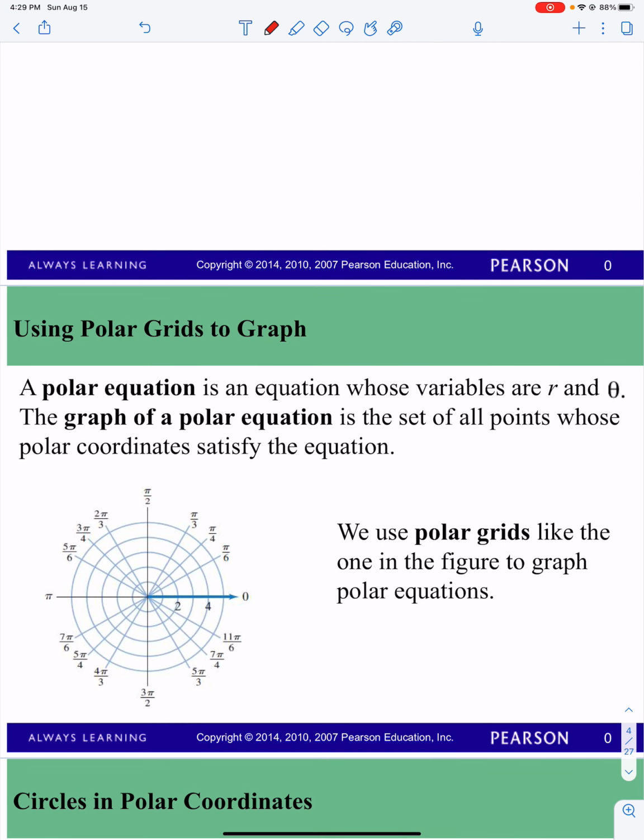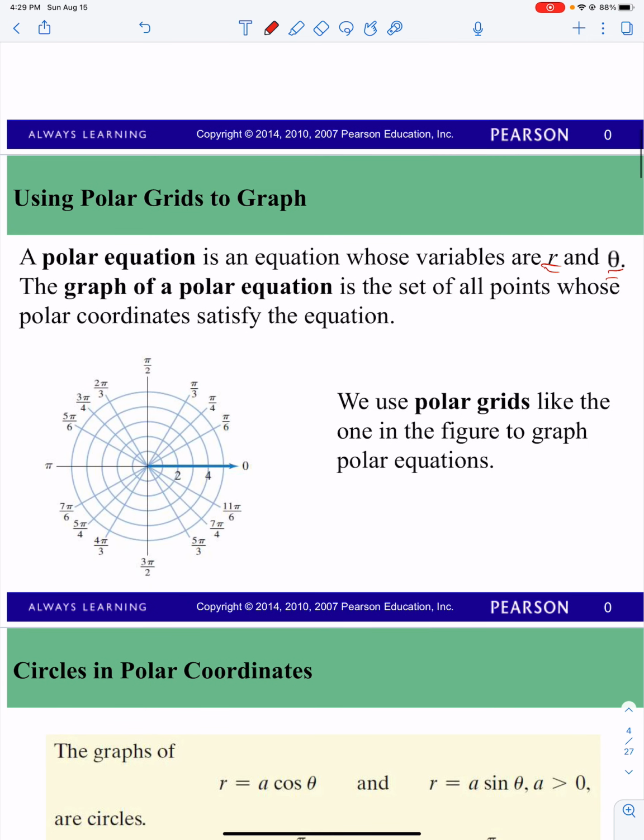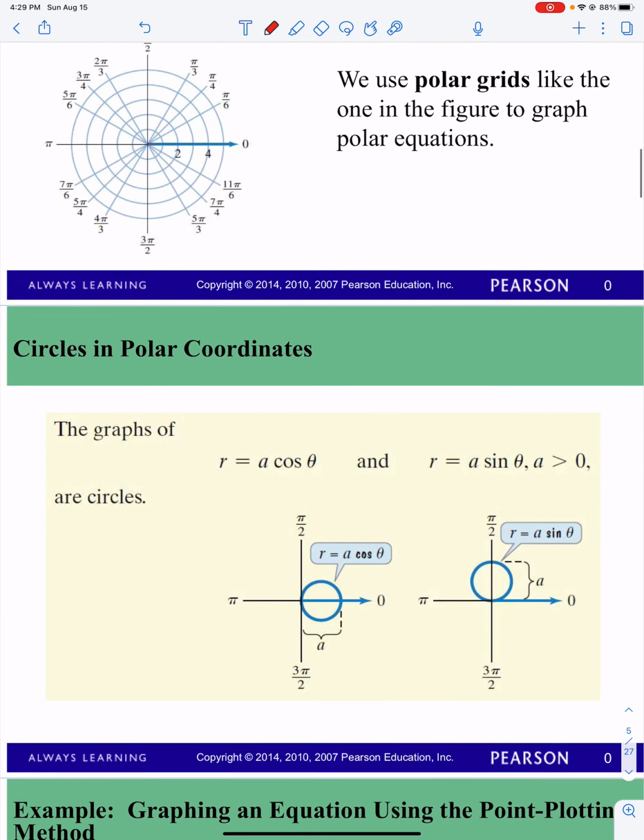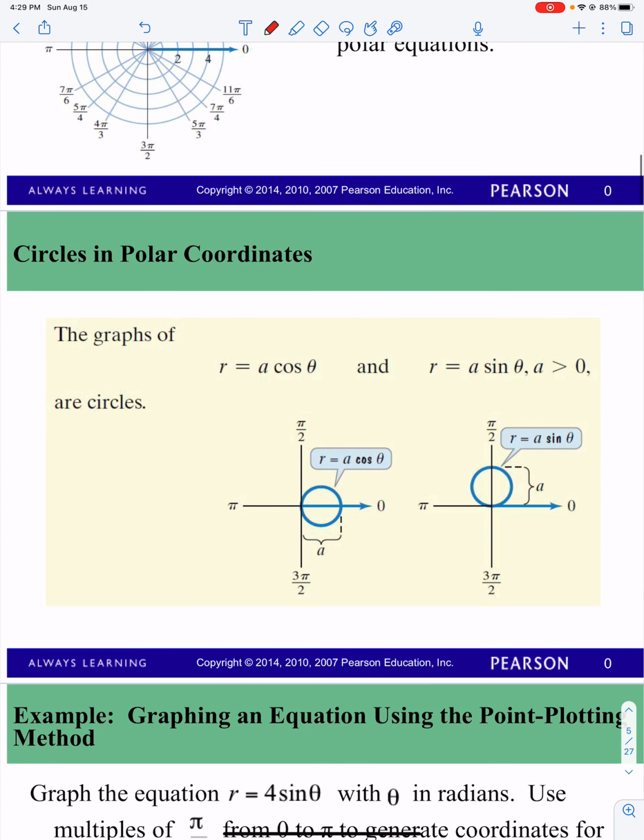A polar equation is an equation whose variables are r and theta. We have already talked about it in the polar forms in the last section. So we use polar grids like the one in the figure to graph the polar equations. The graphs of r equal to a cosine theta and r equal to a sine theta are circles.